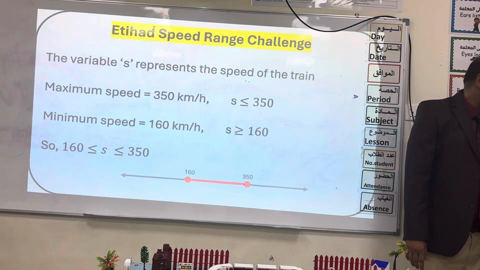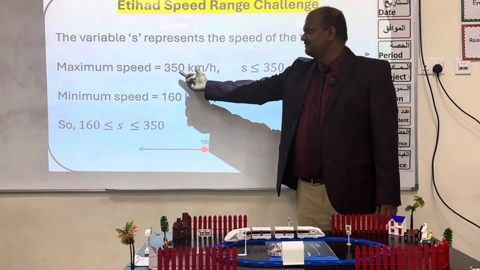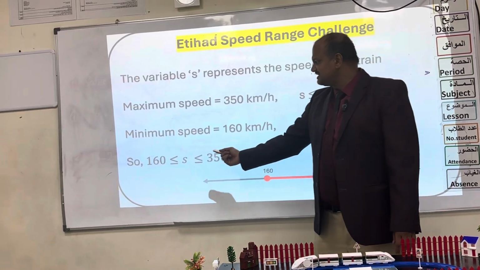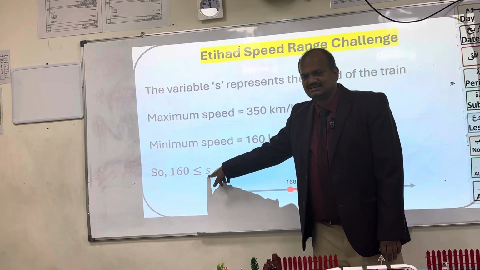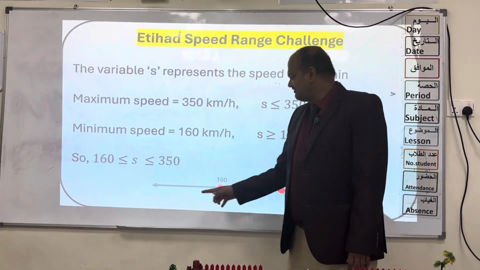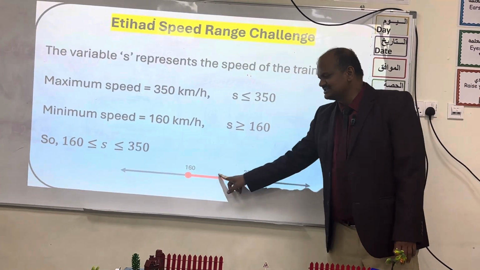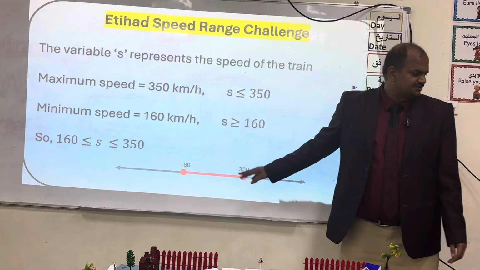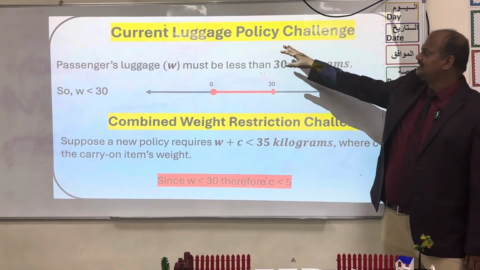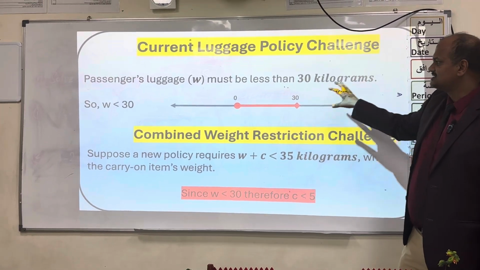Now next can be the speed range. As I told you, maximum speed will be 350, minimum will be 160. So what is the range of the speed? S is the variable representing the speed. So it will be from 160 to 350, and this is by the graphical method. You can see it is varying from 160 to 350. Like this you can show the graph of speed, and this will be for the luggage policy, because this is also a very important thing for any project.